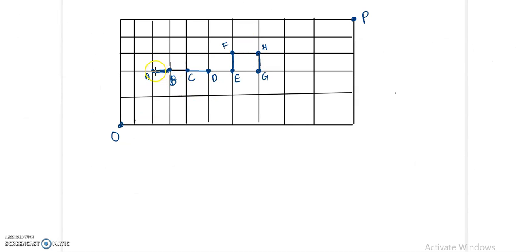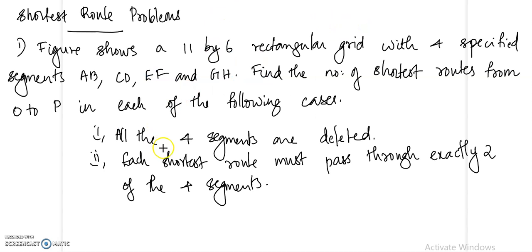So there are 4 segments A B, C D, E F and G H. If all these 4 segments are deleted, then we have to find the number of shortest routes from O to P. And the second part of the problem is, each shortest route must pass through exactly 2 of the 4 segments. So we need to find the number of shortest routes such that it passes exactly through 2 of these 4 segments.